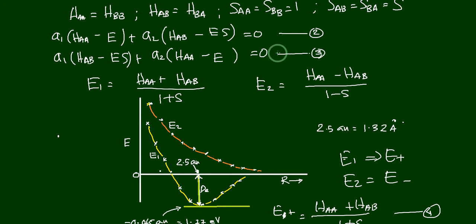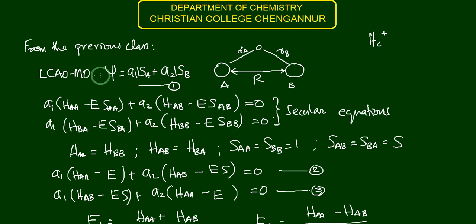When we give E plus, then we will get a relation between A1 and A2. Okay, so that's good. If you know A1 and A2, then we can substitute those values in equation number 1, and then we get psi.